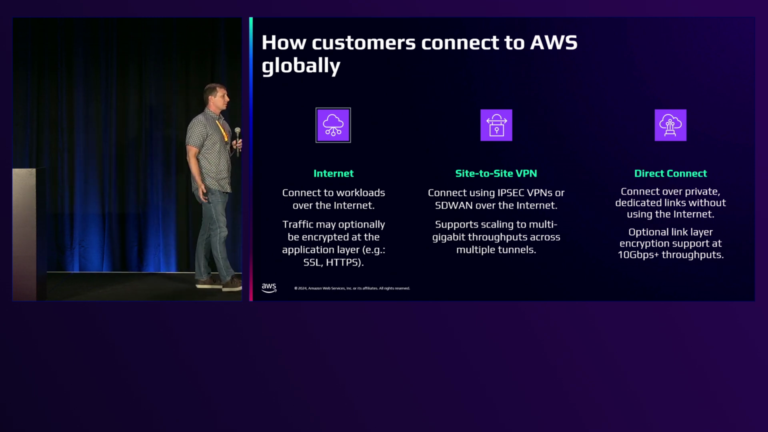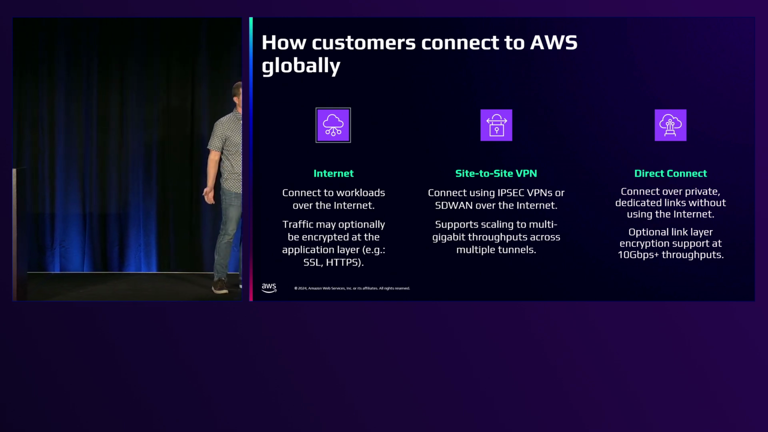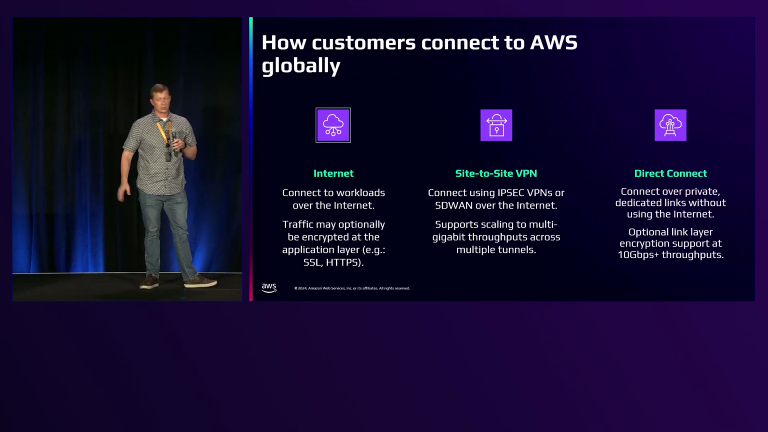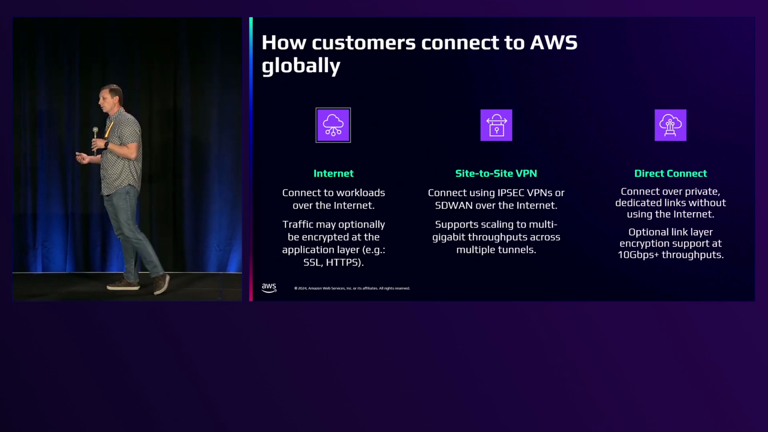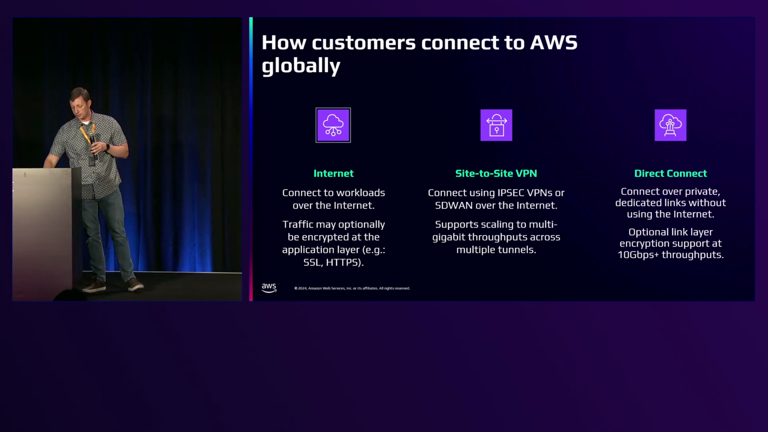But what many customers are looking for is private connectivity, because their data might exist in a colo, or might exist in an on-prem location, and this is where Direct Connect comes into play, and partners like Console Connect provide that private connectivity in order to get data to AWS.